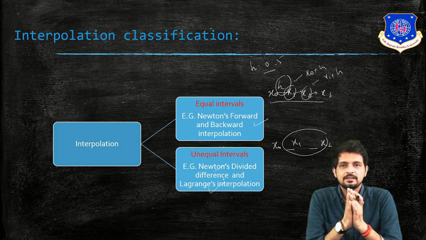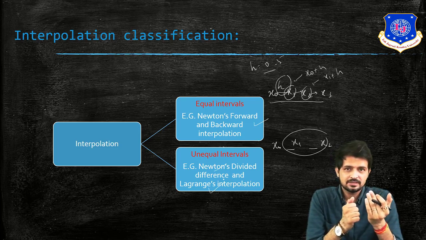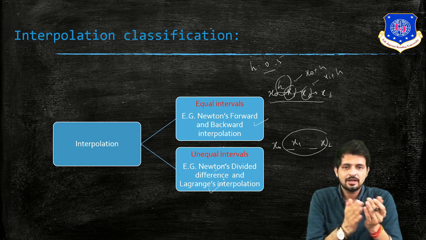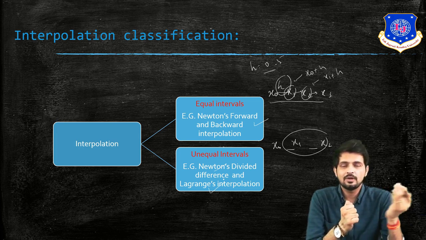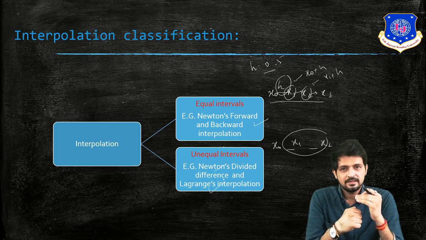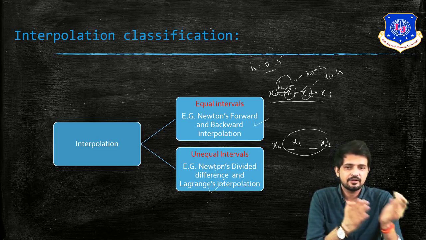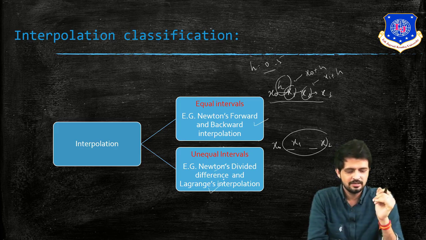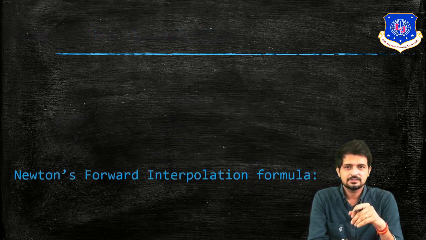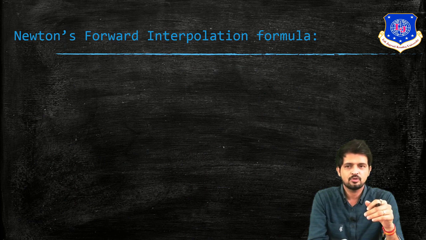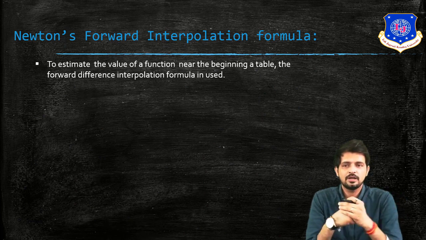So we have to study four types of methods: Newton forward and Newton backward, which are included in the equal interval, and in unequal interval there will be two methods: Newton's divided difference and Lagrange's interpolation. See, let us start with Newton's forward interpolation formula. First of all, we have to derive the Newton's forward interpolation formula.